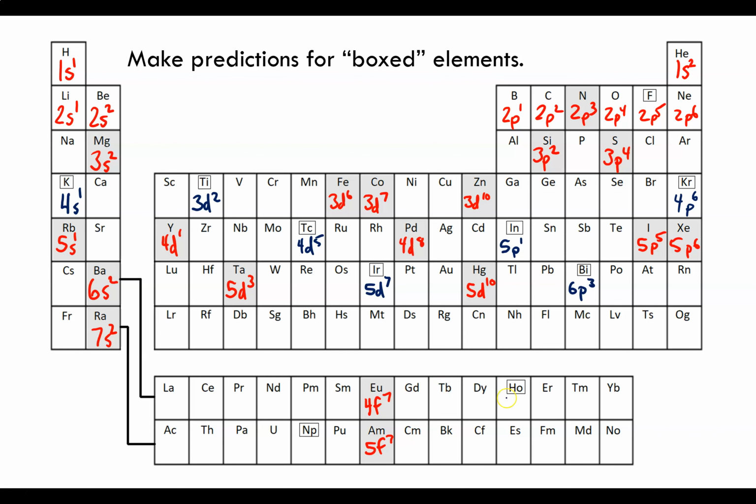All right, so these are f blocks. This is probably 4f. If this is 7, maybe 8, 9, 10, 4f11. 5f, 7, 6, maybe 5f5 for neptunium. That's what I would predict, just given locations on the periodic table.